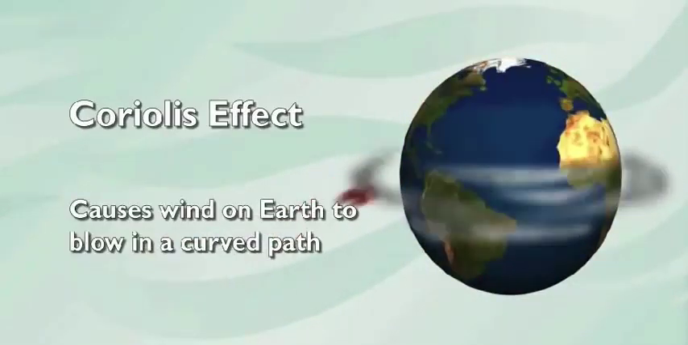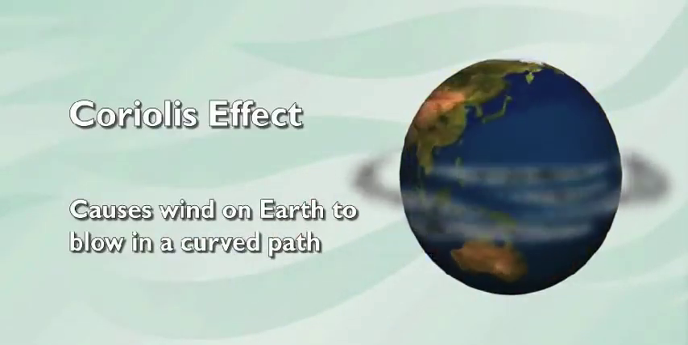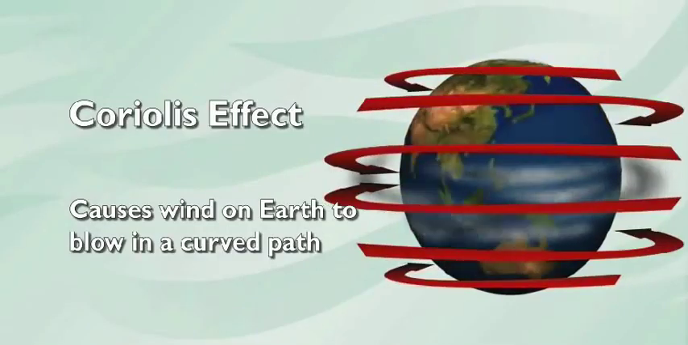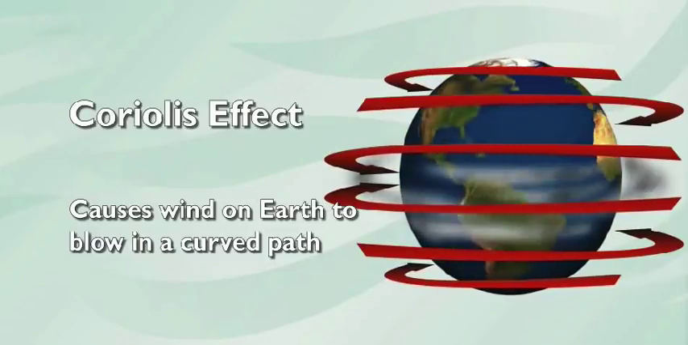All this air movement is affected by one more thing. Lay it on me. The Earth's rotation. As the Earth spins, it pulls the wind and makes it travel on a slightly curved path, from west to east, or east to west. It's called the Coriolis effect.